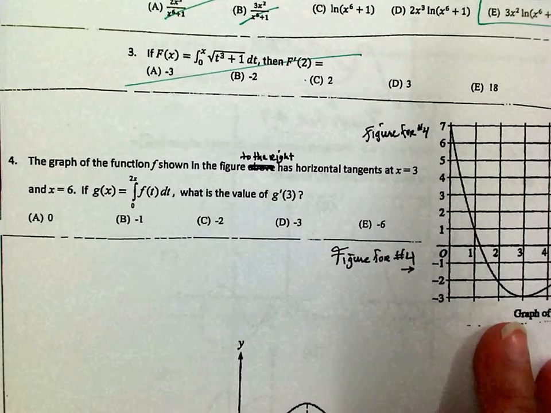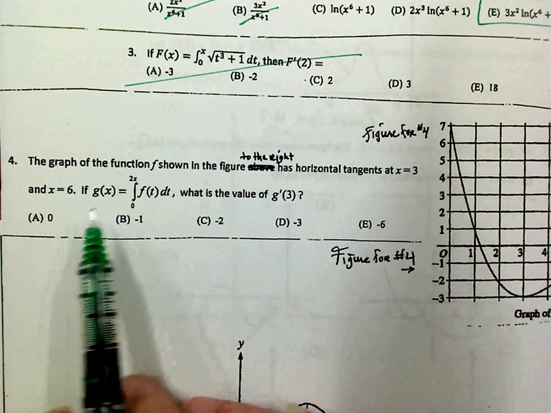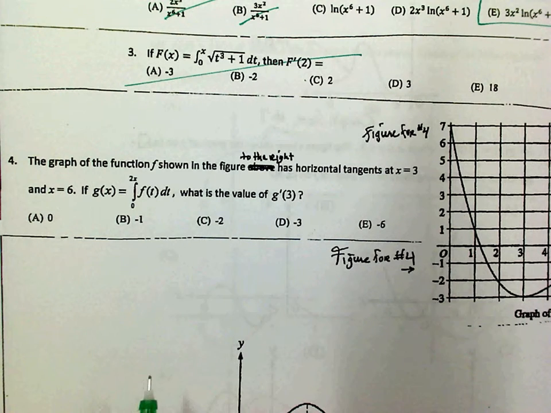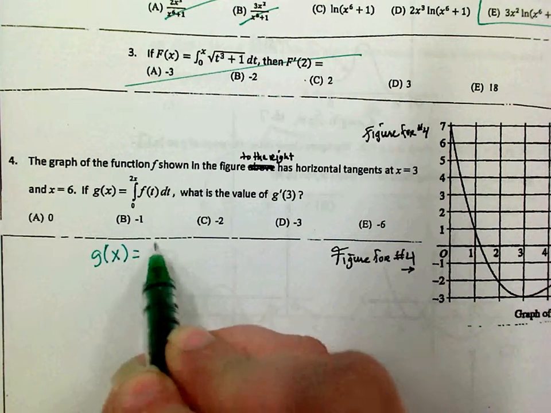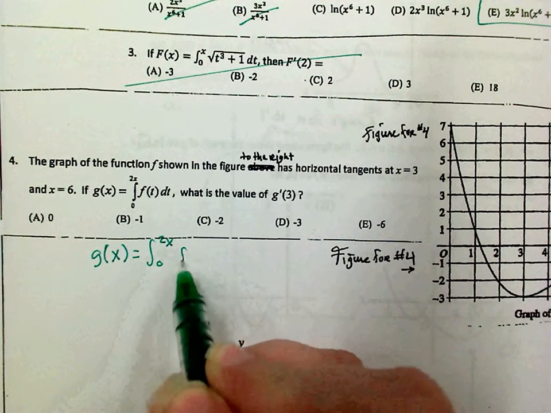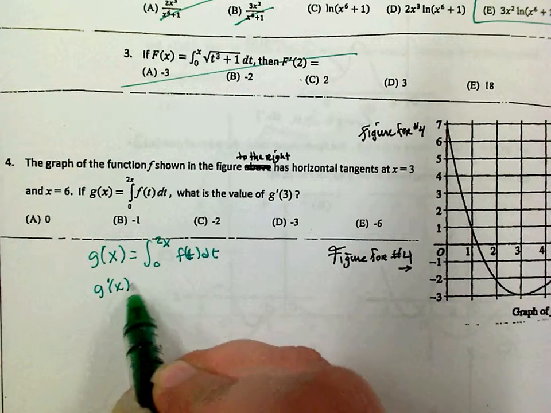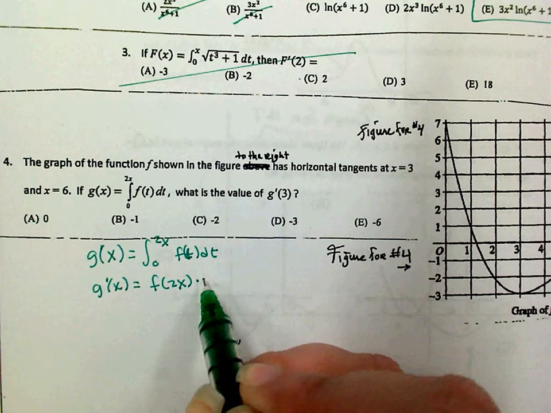The graph of the function f is shown in the figure to the right, and the graph of the function f shown in the figure has horizontal tangents at x equals 3 and 6. If g equals the integral from 0 to 2x of f, what is the value of g prime of 3? So how do I find it if g of x equals the integral from 0 to 2x of f of t dt? What's g prime? Times? Okay, so what's g prime at 3?